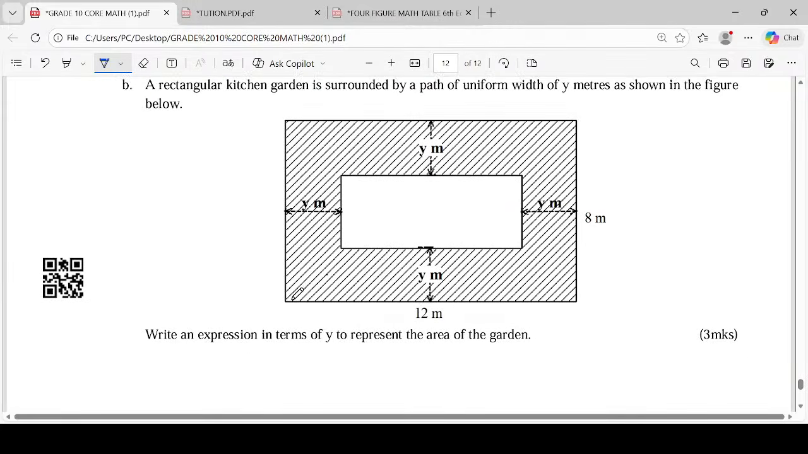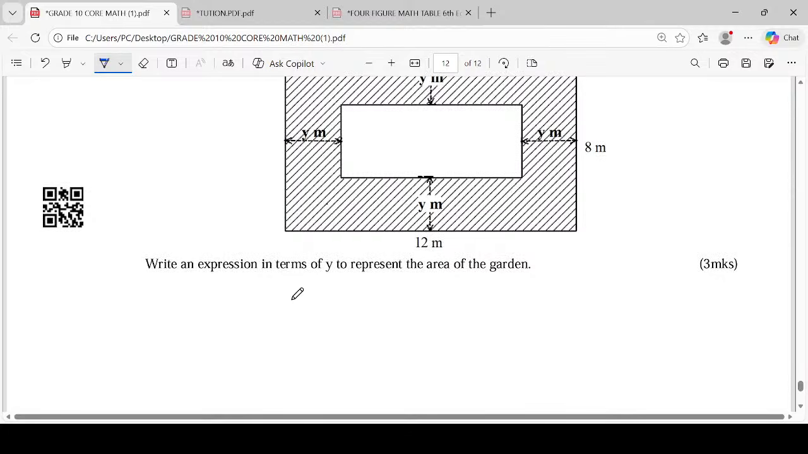Part B, a rectangular kitchen garden is surrounded by a path of uniform width of y meters as shown. Write an expression in terms of y to represent the area of the garden. First of all, let's compute the length of the garden. The length will be given by 12 minus 2y, and the width of that particular garden will be given as 8 minus 2y.